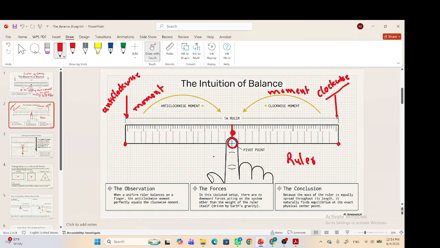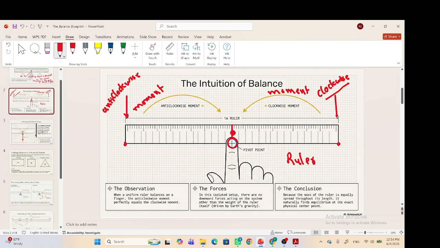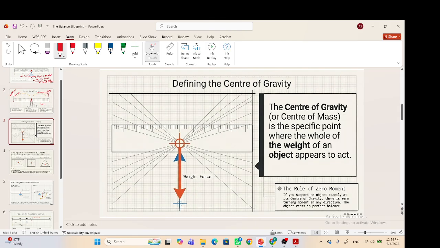Okay, so what is this called? This is called how to find the center of gravity. Now see that we have a very beautiful picture here as well. This is the center of gravity for the ruler. Why is this the center of gravity?